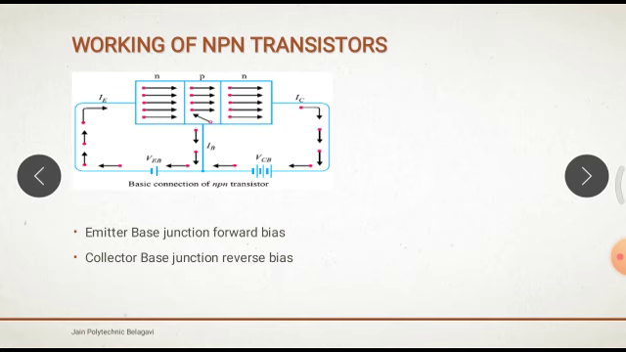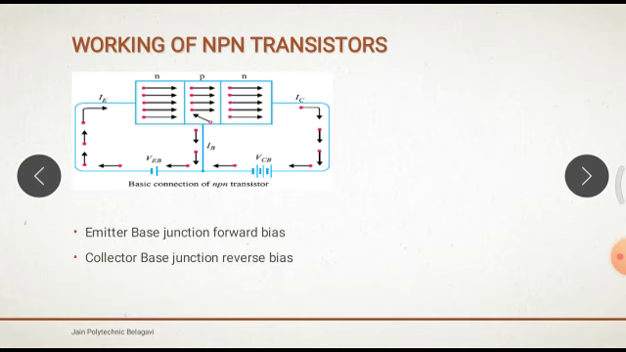If you are using the transistor as a switch, then it should work in the cutoff and saturation regions. Cutoff means the emitter base junction is reverse biased and the collector base junction is also reverse biased. And saturation means the emitter base junction is forward biased and the collector base junction is also forward biased.